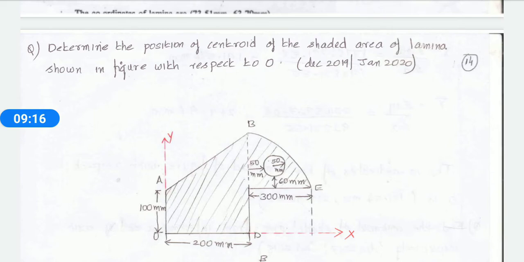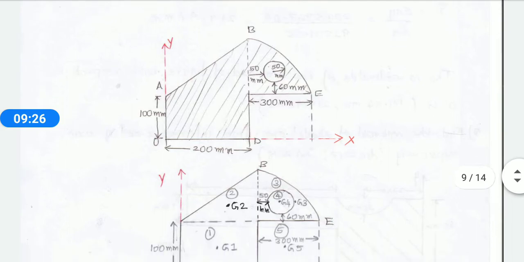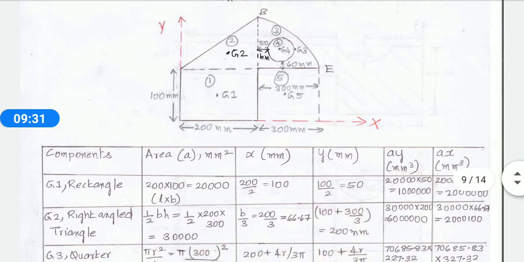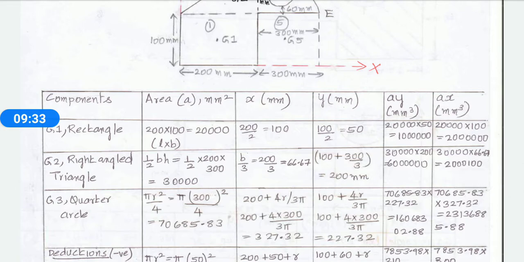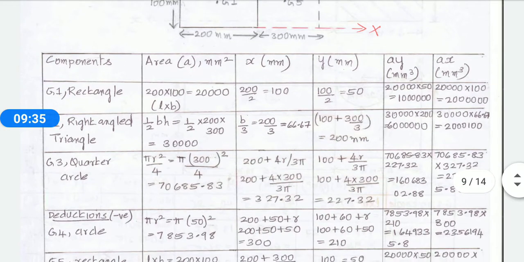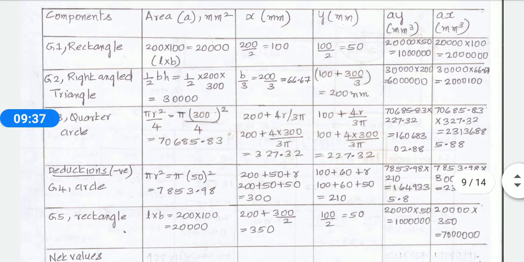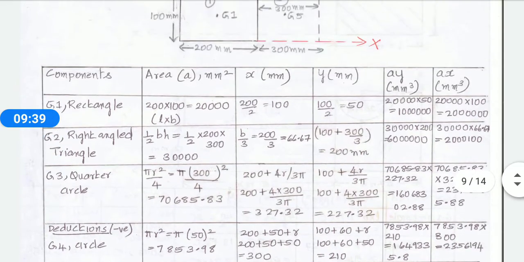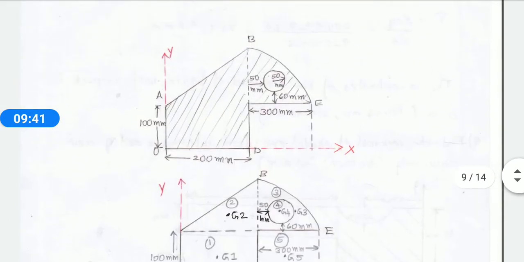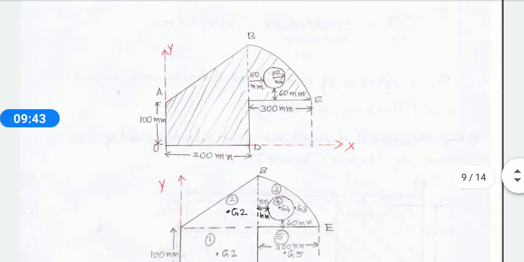This is the structure they had given. How can you divide this? You need to find the centroid of the shaded area of the lamina. You need to divide it into other portions to find out the laminas. How had they divided it? They had divided it into a rectangle, right angle triangle, quarter circle, and the subtraction is your circle and the rectangle. See how to calculate. I'll explain one more time.